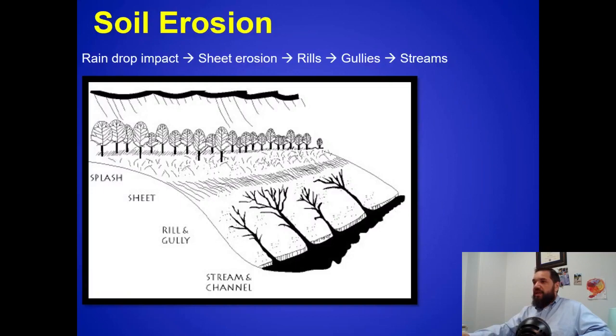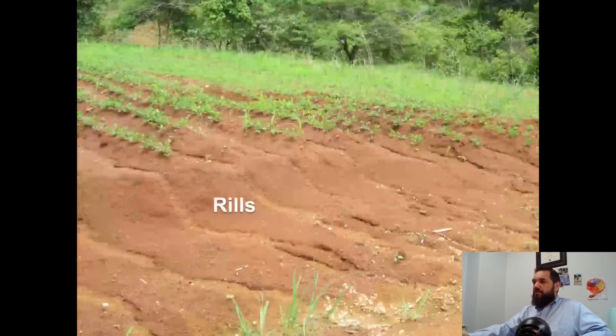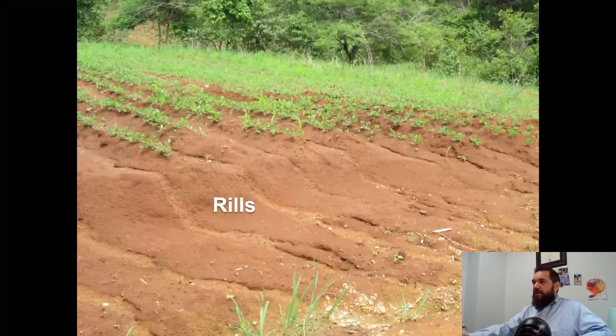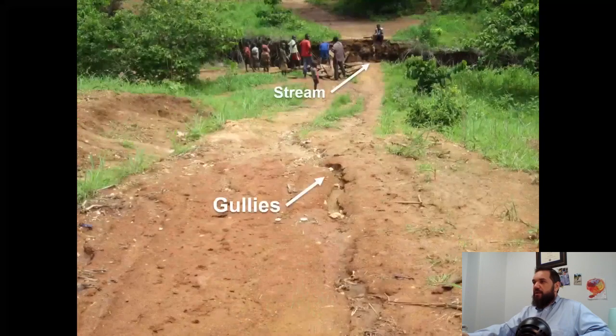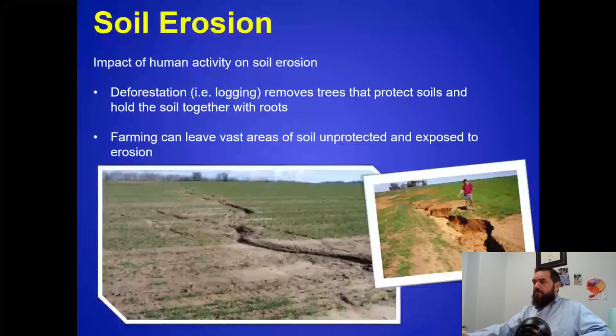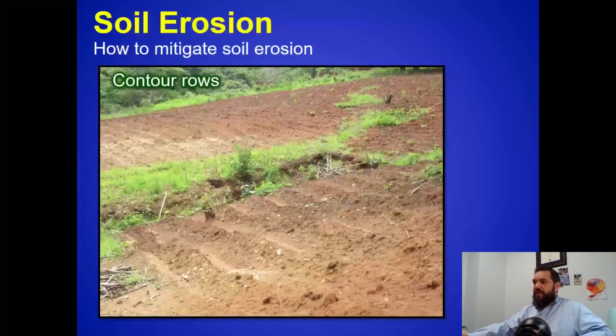Soil erosion can create big problems for crops. It can destroy crops, destroy farmland. It can erode topsoil, removing topsoil that contains all the fertile nutrients, things like that.